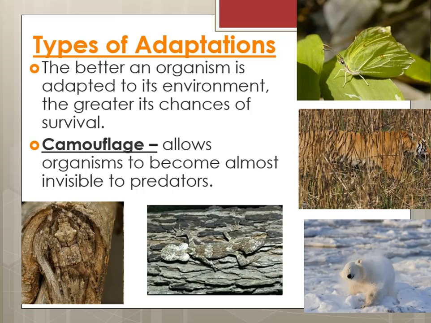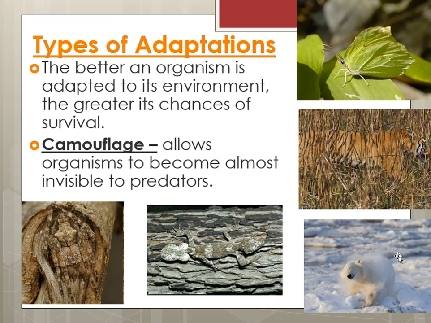Now, we have a couple different types of adaptations that I want to talk about, and then we'll be finished with the video for today. In general, the better an organism is adapted to its environment, the greater its chances of survival. One of the best things that animals have is the ability to develop camouflage, which makes them almost invisible to predators. In this image, I know it might be a little hard to see, but there's actually a spider in there. There's a gecko on this one.